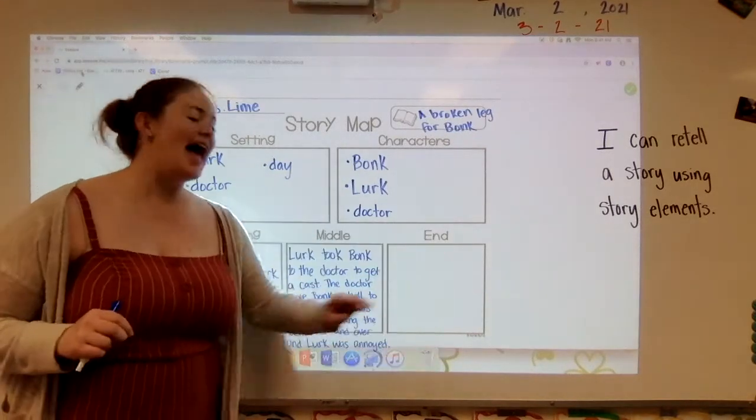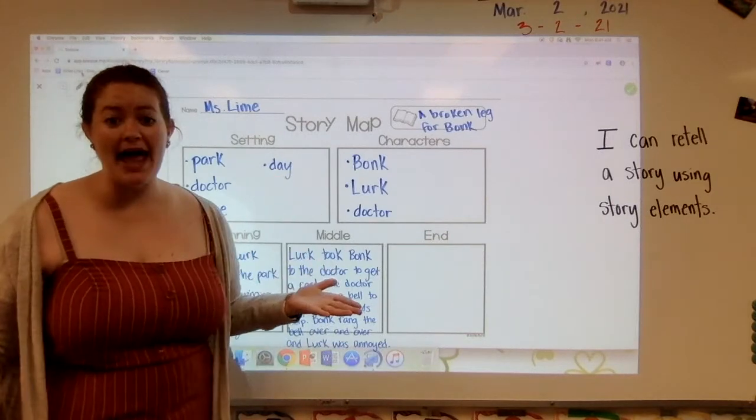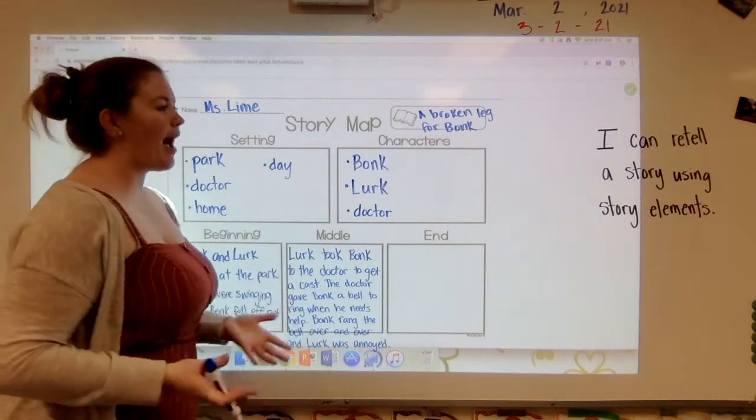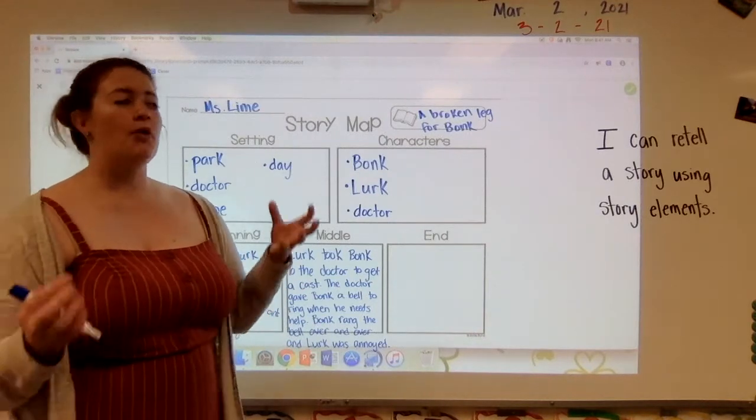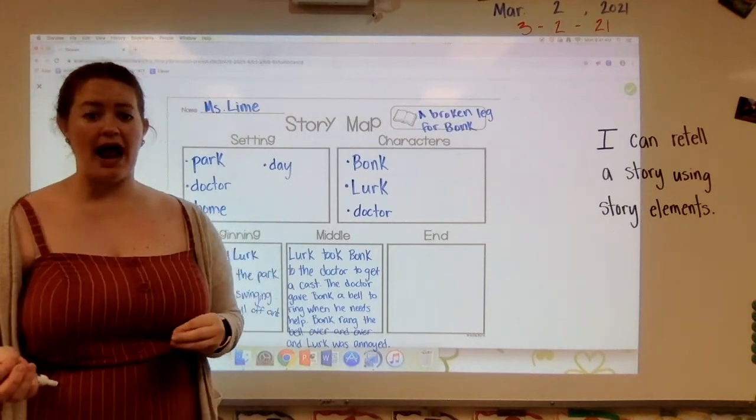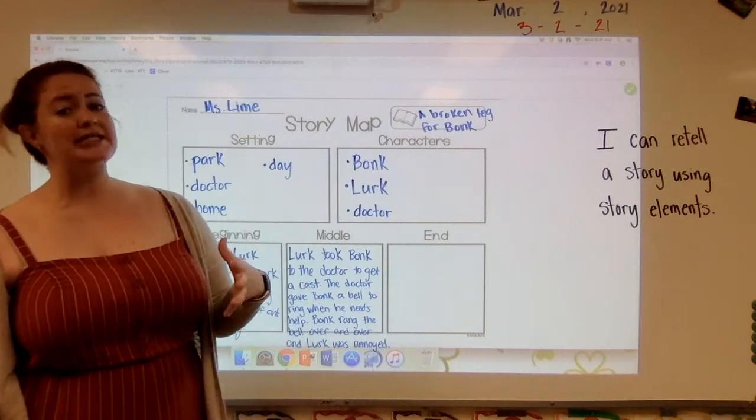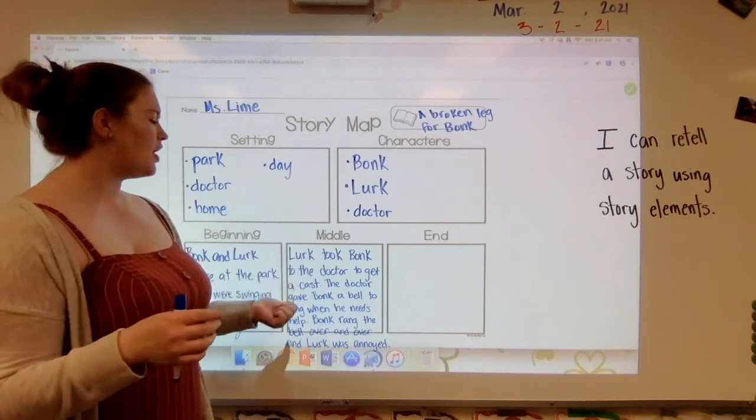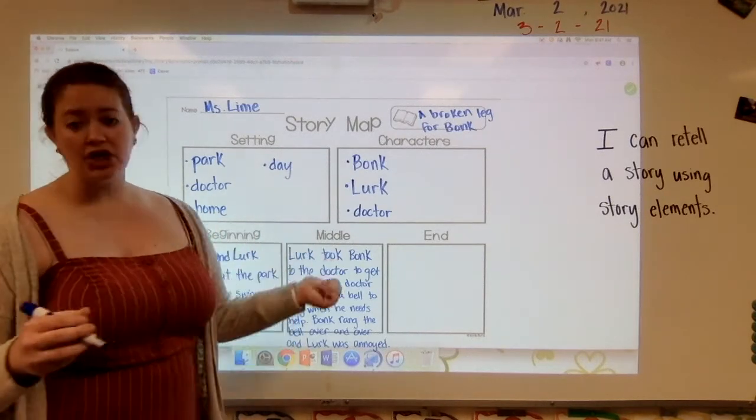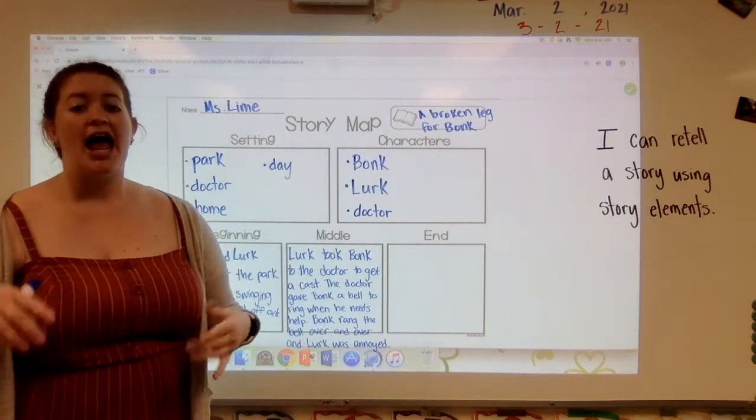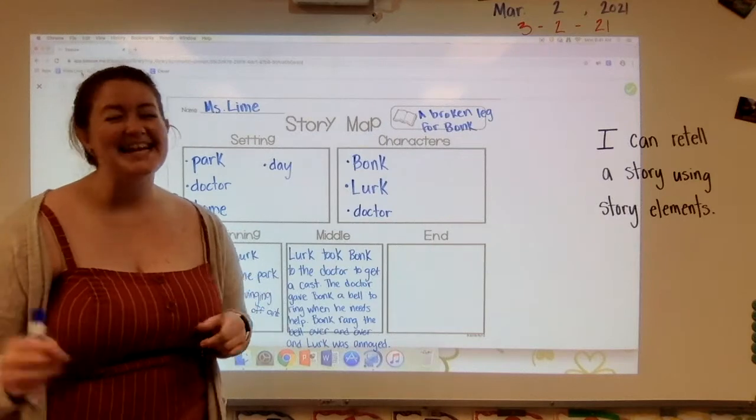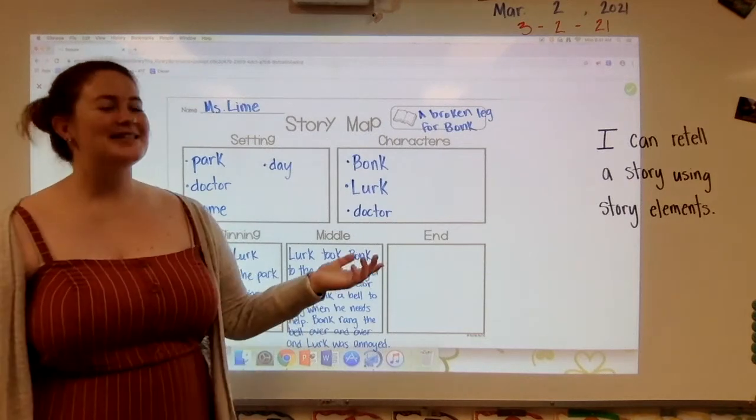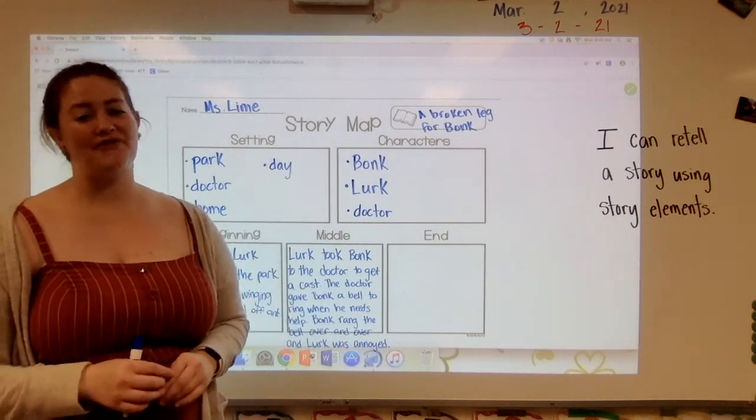Now, in the end, that's where the story ends, right? I need to tell you, okay, well, what happened after that? How did the story wrap up? What are the last things that were happening? And this is normally where we see the solution. Well, in the end, Bonk and Lurk went back to the doctor, and his cast came off, and he was all better, and Lurk threw the bell away, so then they could just go back to being normal friends.